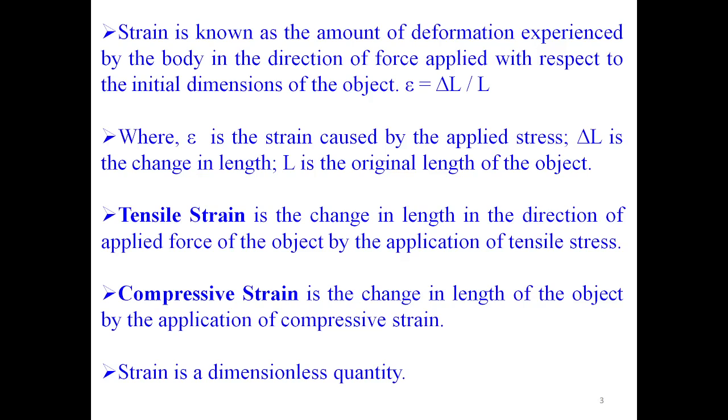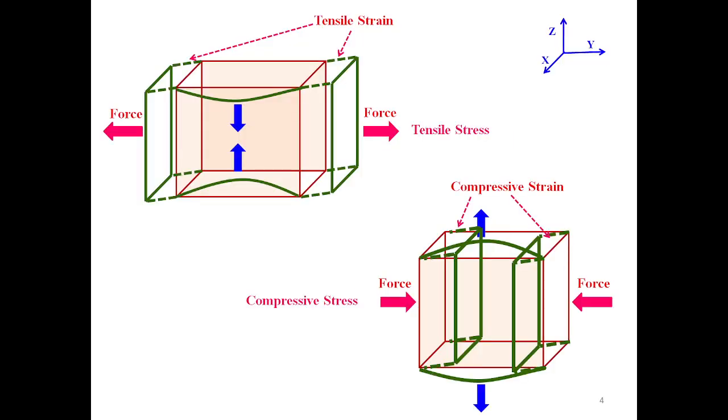Strain is also of two types. Those are tensile strain and compressive strain. Tensile strain is the change in length in the direction of applied force of the object by the application of tensile stress. Compressive strain is the change in length of the object by the application of compressive stress. In these pictures, the tensile strain and compressive strain by the application of tensile and compressive stress are shown.